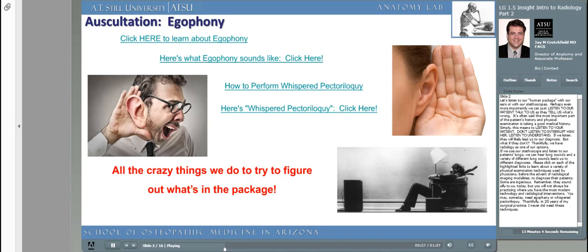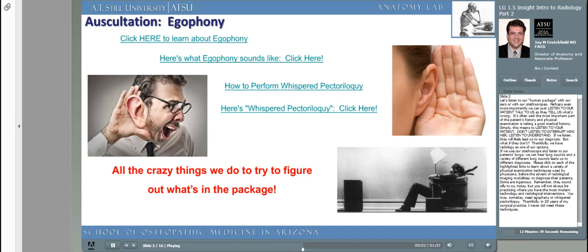Don't listen to interrupt him or her. Listen to understand. If we listen, they will likely lead us to the diagnosis. But what if they don't? Thankfully, we have radiology as one of our options. If we use our stethoscope and listen to our patient's lungs, we can hear lung sounds, and a variety of different lung sounds leads us to different diagnoses.